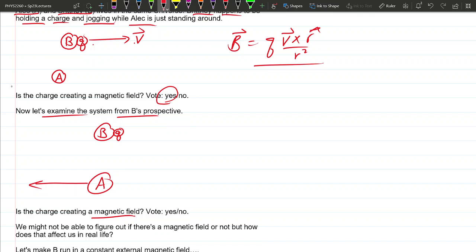Kayla. There's no magnetic field. In fact, Kayla is right. There is no magnetic field. So how does this happen? Why does the magnetic field depend on your point of view?